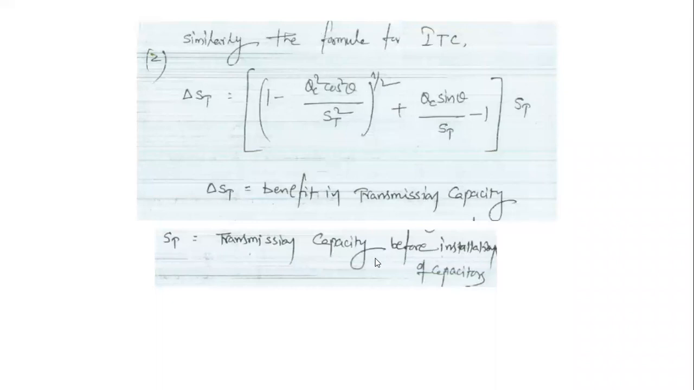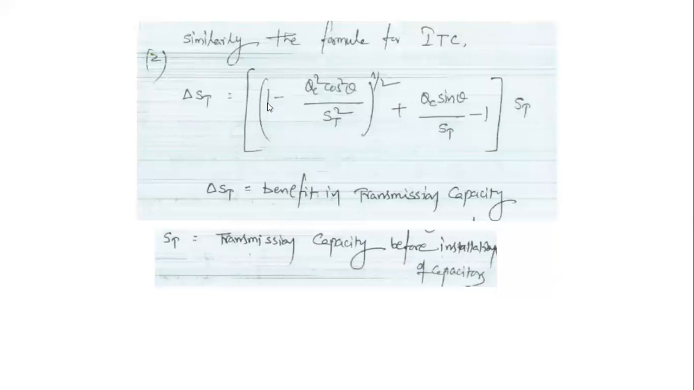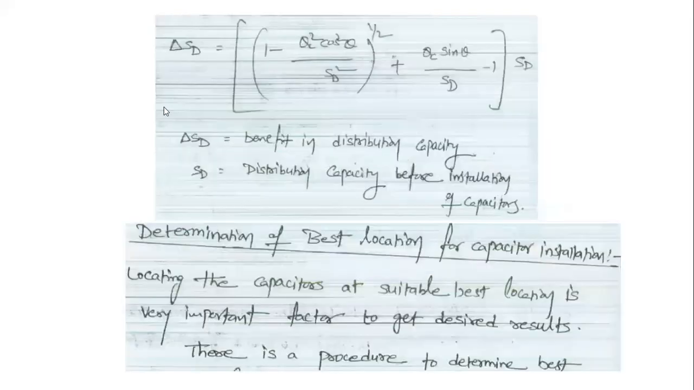Similarly, we write down the transmission capacity. We use the same formula, but with a small difference: SG is replaced with ST. Therefore delta ST is equal to 1 minus QC square cos square theta by ST square, whole power 1 by 2, plus QC sin theta by ST, minus 1, into ST. Delta ST is the benefit in the transmission capacity, and ST is the transmission capacity before installing the capacitor.